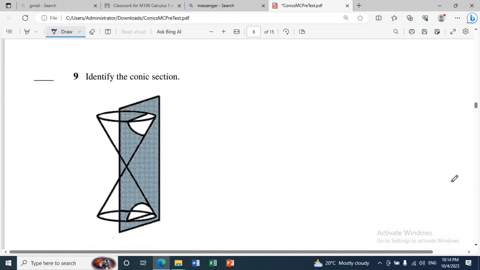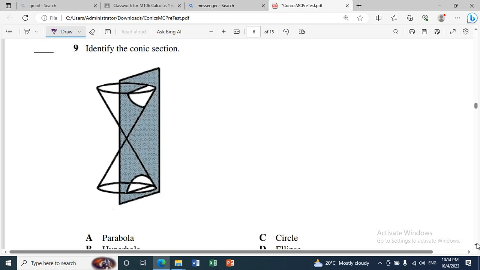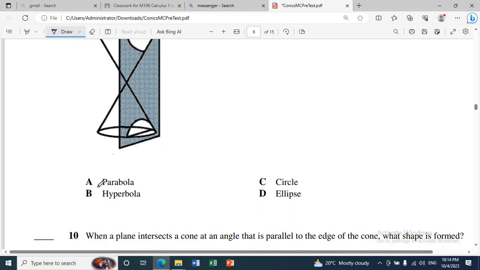Identify the conic section, of course. As you can see, this is the plane slicing the conic section, parallel or perpendicular to the edge of the cone. So this is hyperbola, letter B.